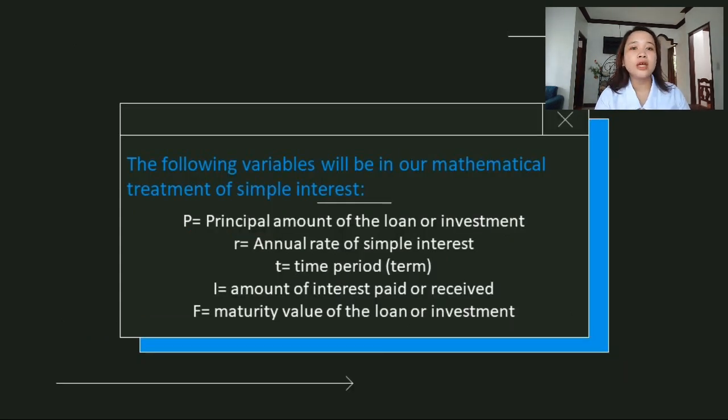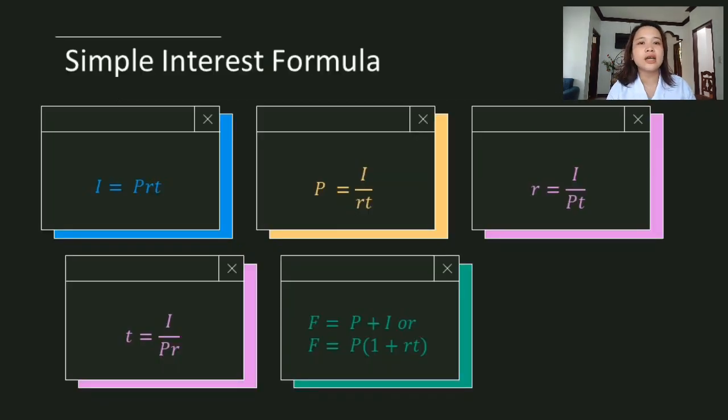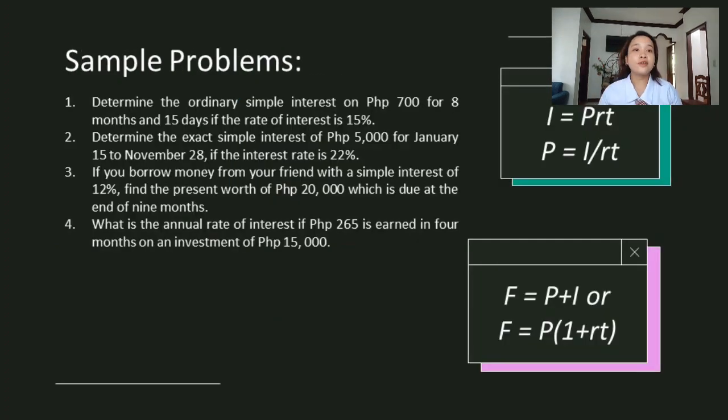Next are the following variables that will be used in our mathematical treatment of simple interest. Now we have here the simple interest formula. To further understand this topic, I have here 4 sample problems that will show us the process of getting the exact and ordinary interest. So, sample number 1 is: determine the ordinary simple interest on 700 pesos for 8 months and 15 days if the rate of interest is 15%.